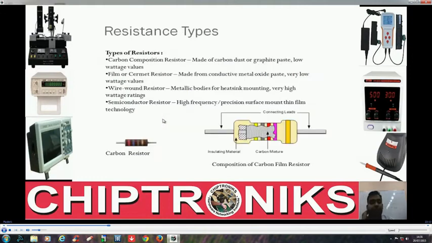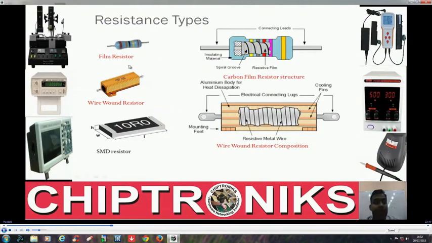So let's go to the next slide, and in the slide this is resistance type. As we have already discussed what resistance is, resistance is basically restriction to the flow of current, right? There are various types of resistors present: carbon composition resistor, film or cement resistor, wire bound resistor, semiconductor resistor. It seems to be a little bit theoretical, but for knowledge's sake one must know how many types of resistors there are. And in the next slide we'll also see the film resistors, the wire bound resistor, and the SMD type resistors.